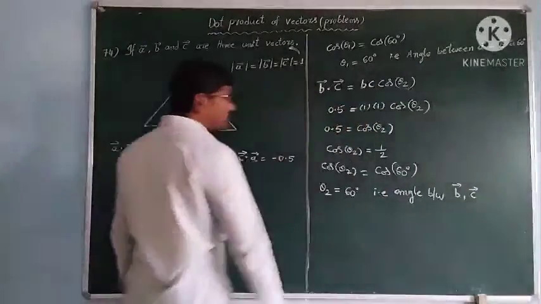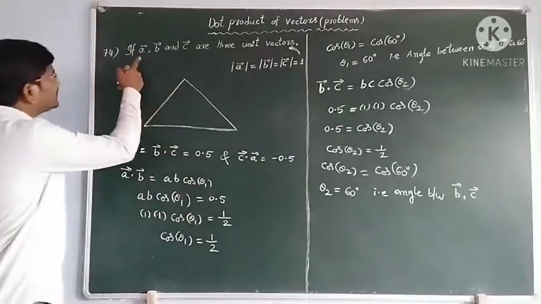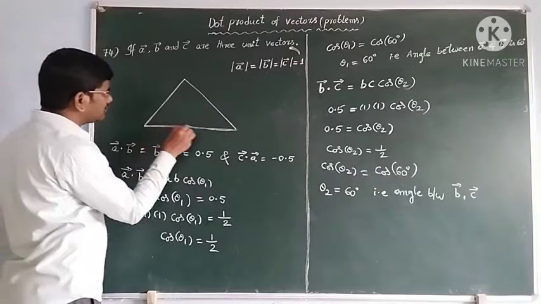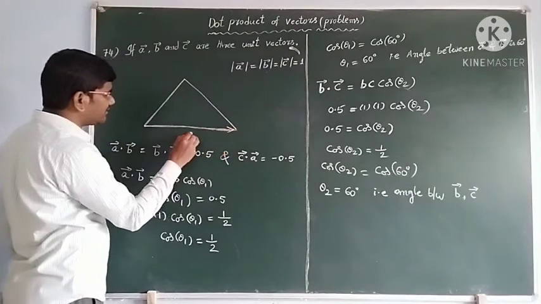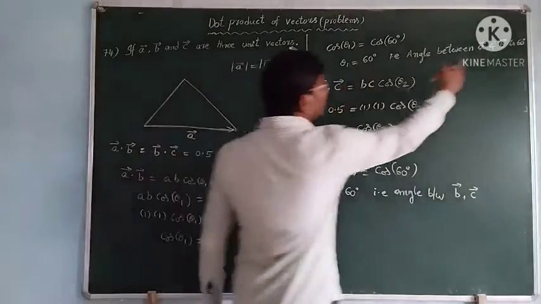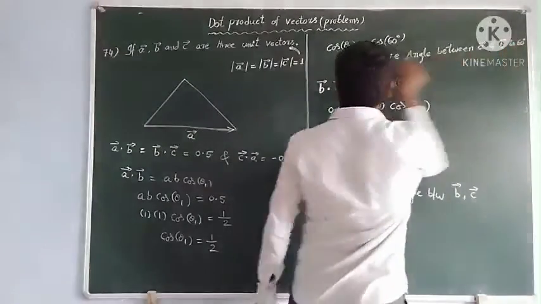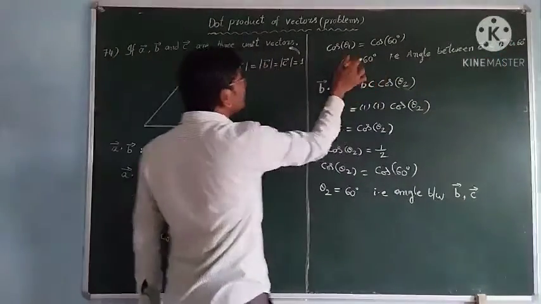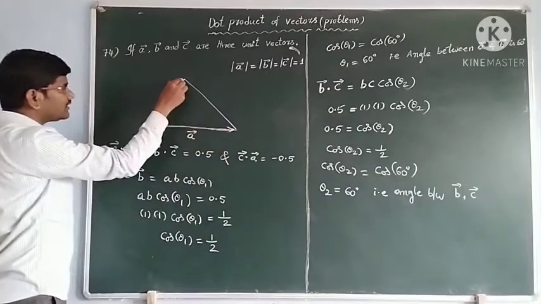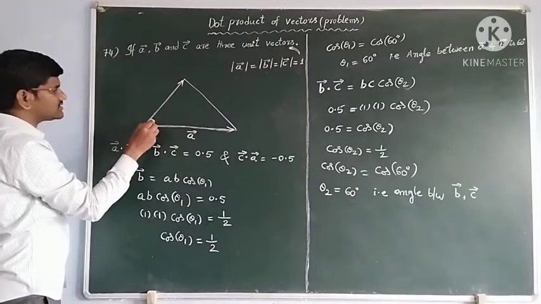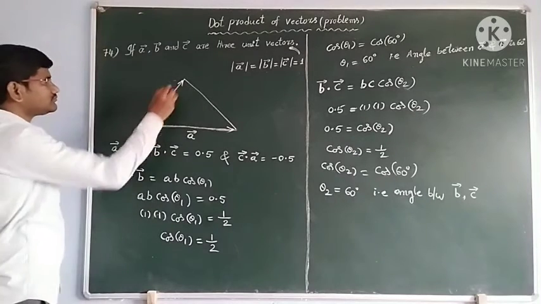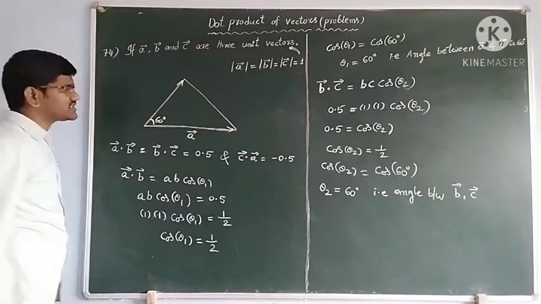Okay students, now see, in the problem he told a bar, b bar, c bar. Now a bar is acting along this side of the triangle, you consider. So we know the angle between a bar and b bar is 60 degrees, theta 1 we got it. This is the a bar vector and this is the b bar vector. This is the angle between a bar and b bar. It is 60 degrees.